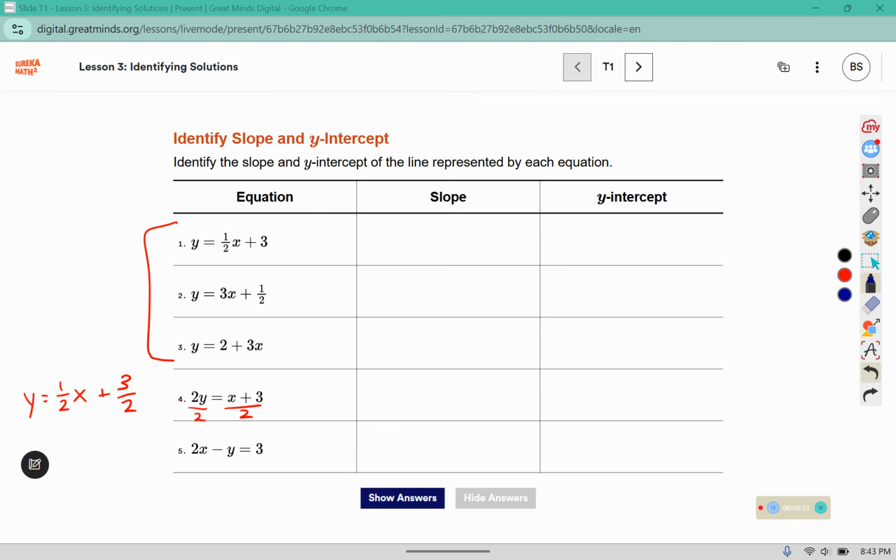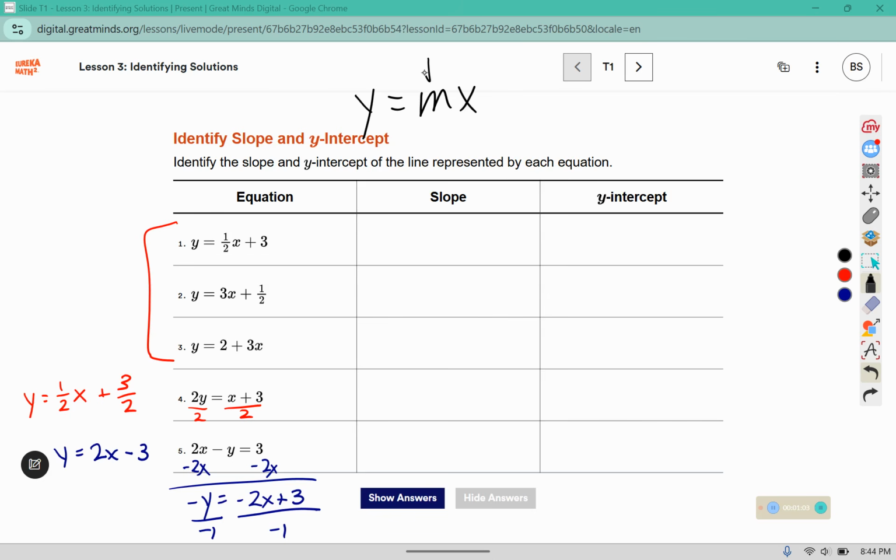For this one, we're going to want to swap the 2x to the other side. And then we also want to divide by -1 to turn that into a positive y. So this fifth problem turns into y equals positive 2x minus 3 when you divide by -1. And then you're going to identify the slope and y-intercept for each of these.